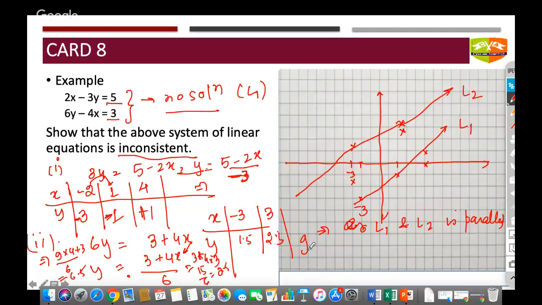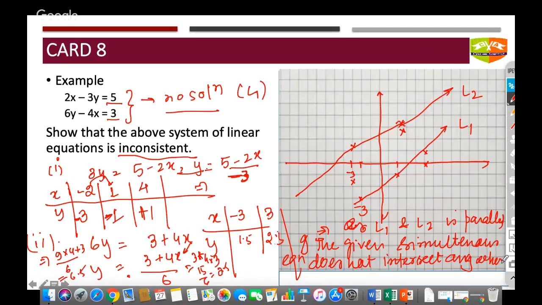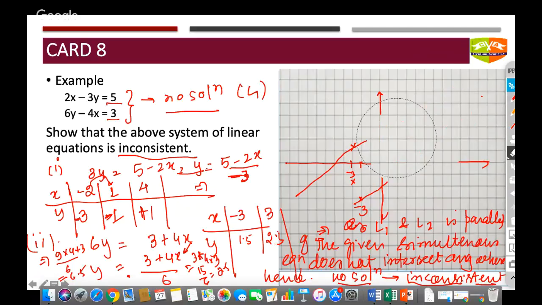The given simultaneous equations do not intersect anywhere, hence no solution, and hence inconsistent. So first we have to write that it has no solution, and then we write that it is inconsistent. So this is how it is.